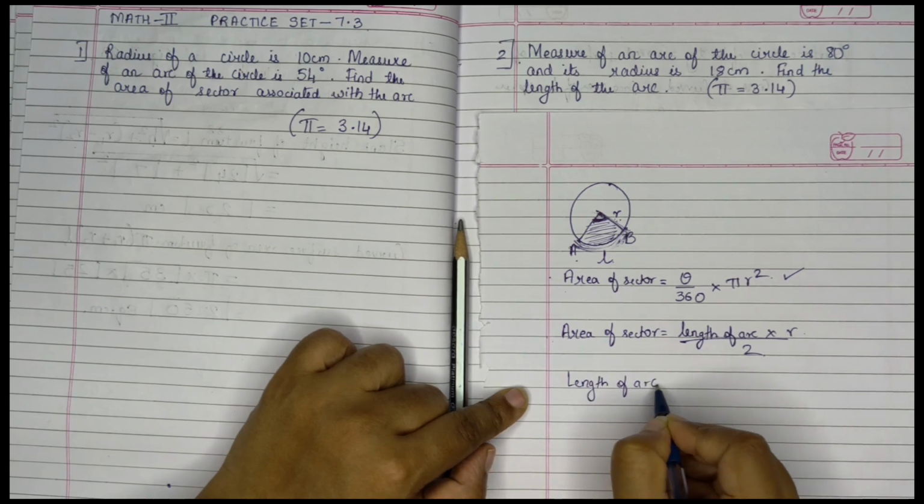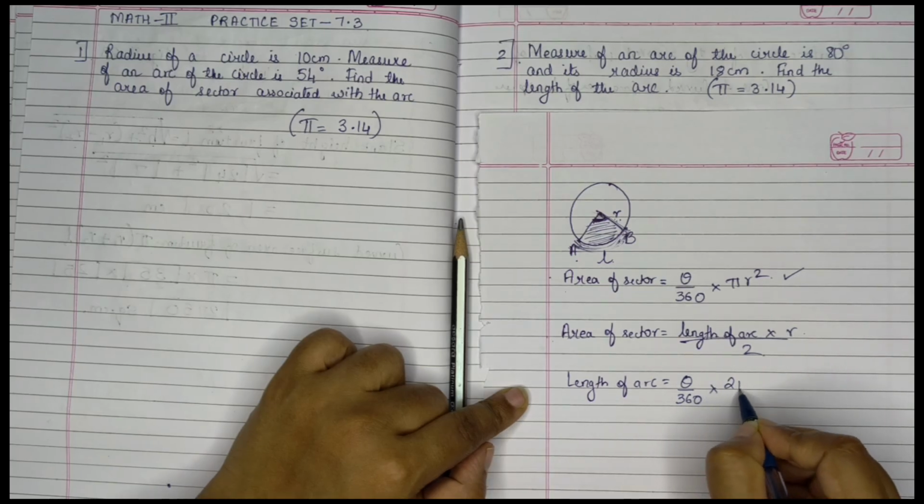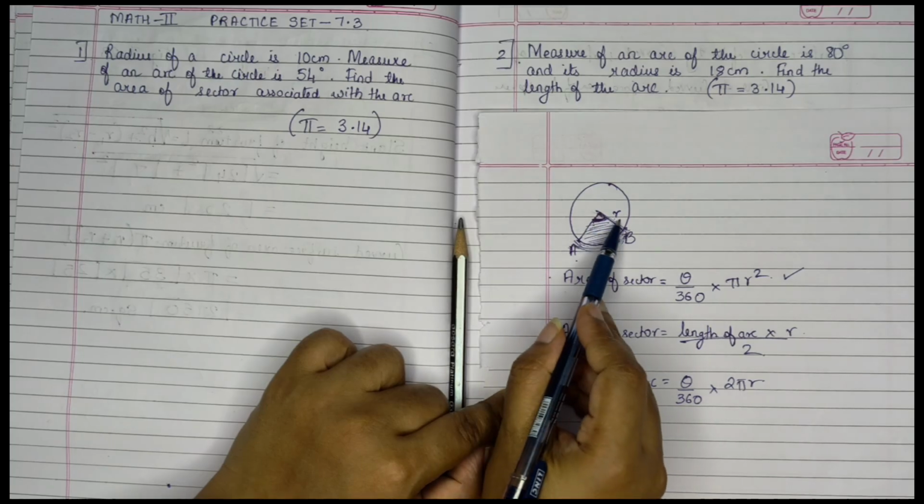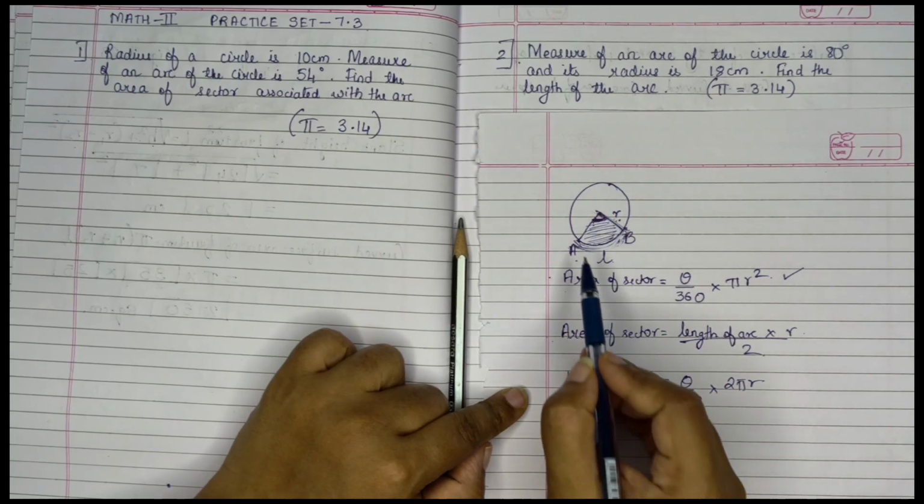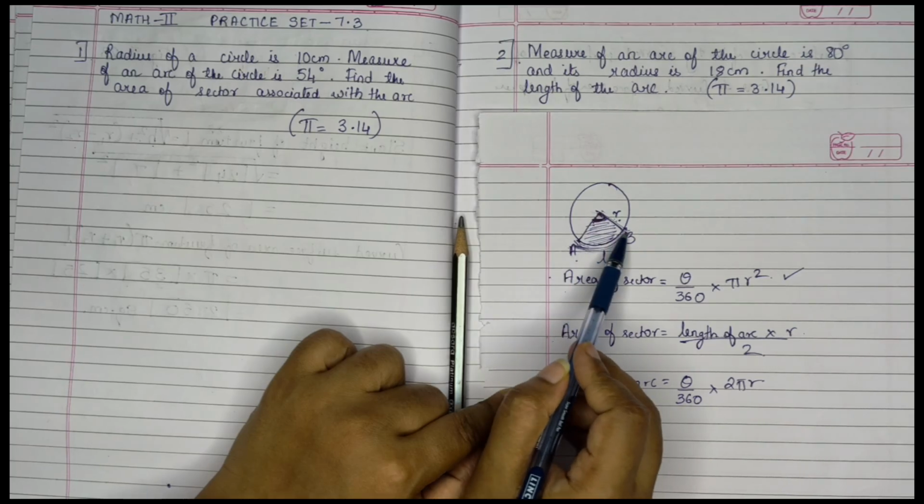Now length of arc formula. Length of arc is equal to theta upon 360 into 2 pi r. When they tell you to find the length of arc and when theta and the radius are given.